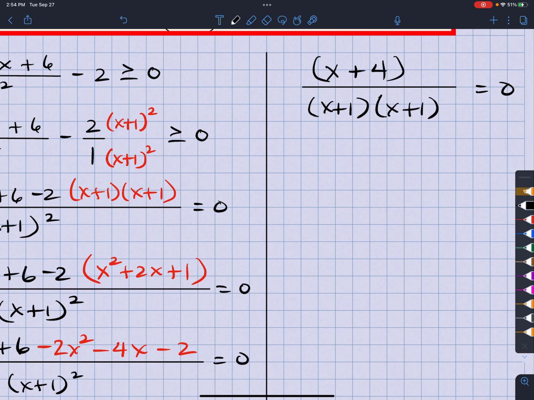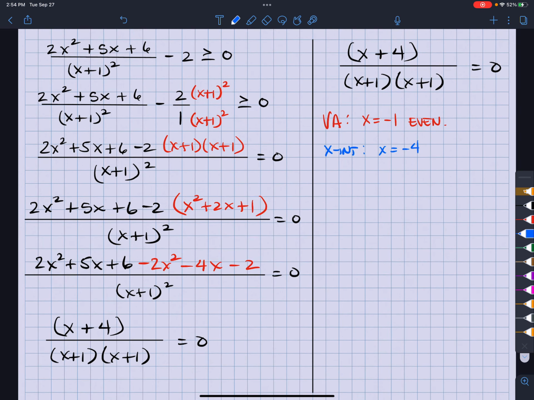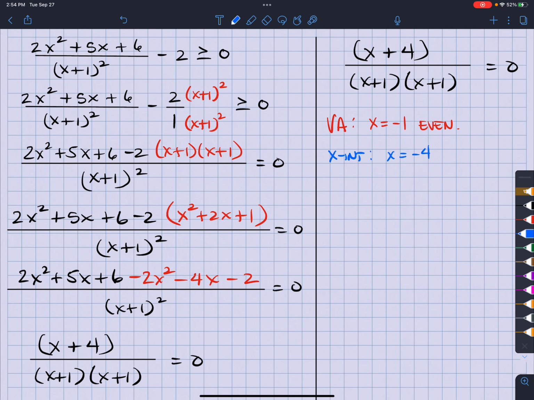So vertical asymptote. It's going to be at x equals -1. And it's even. Now, I don't really need to know that for now, actually. And then the x-intercept, or the 0, is going to be at x equals -4. Okay? Great. And that's all I have.